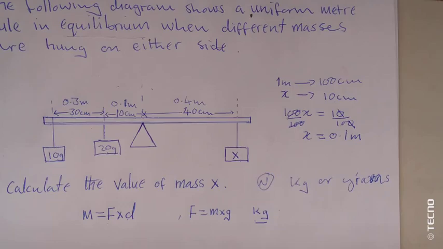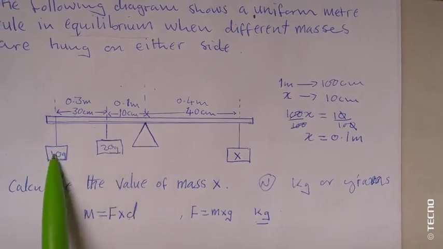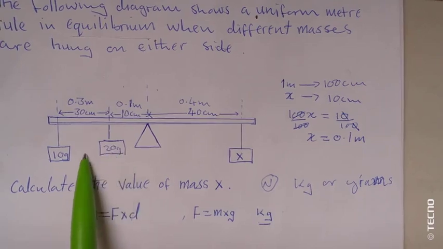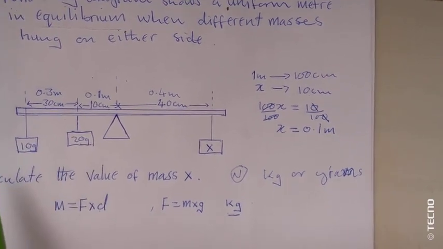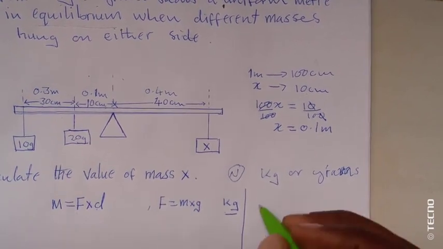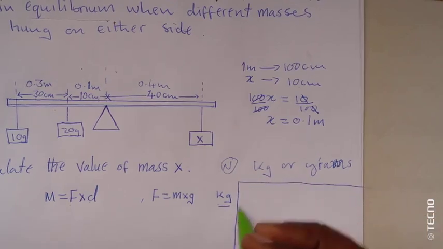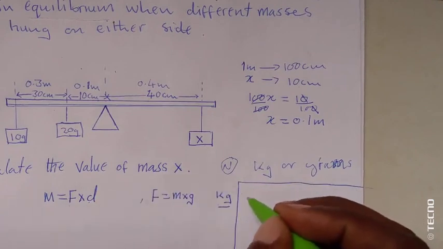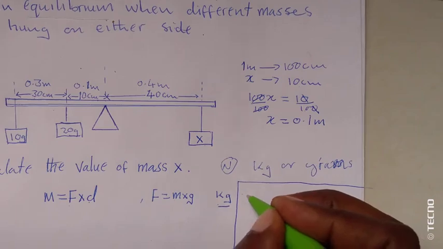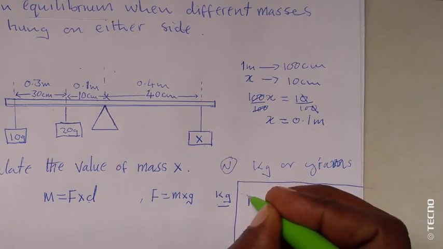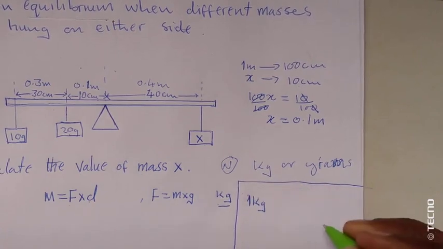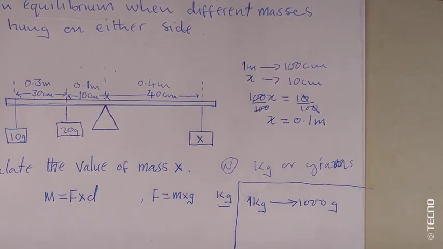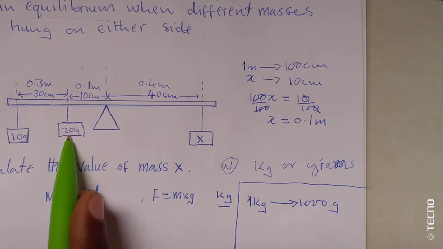Okay, so now let's convert the masses. The masses here are given in grams. We are converting grams to kg so that we can answer the given question. We say 1 kilogram is equivalent to 1000 grams. What we have been given is 20 grams.